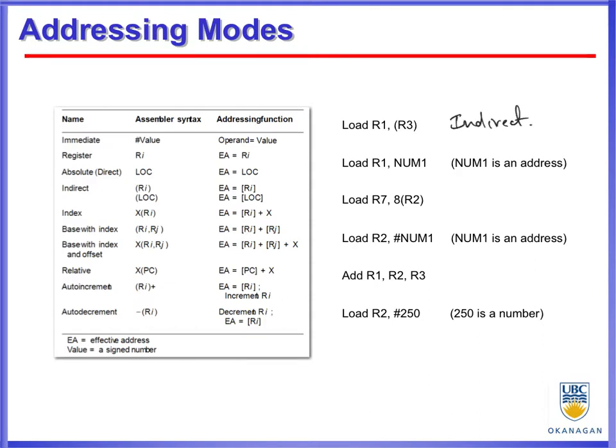What about the next one? Num1 is a label for a memory address. Direct? I heard direct. Anybody agree? Yes. Okay, I got a seconder. Immediate. Okay, dissenting view. Do I have a seconder for immediate?